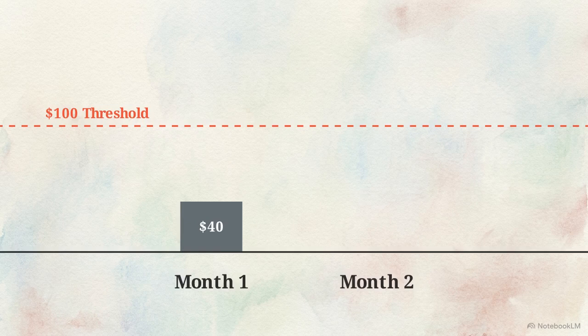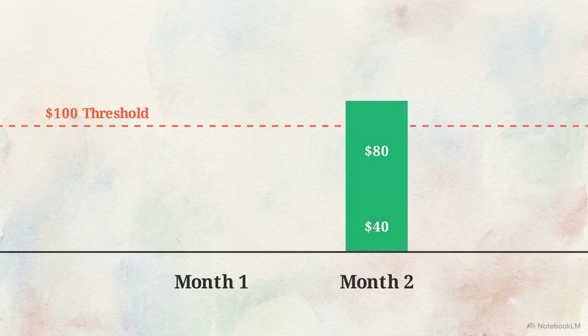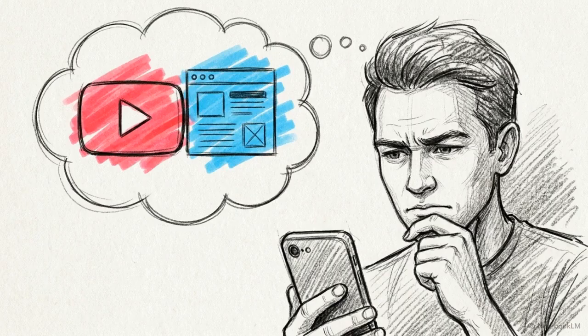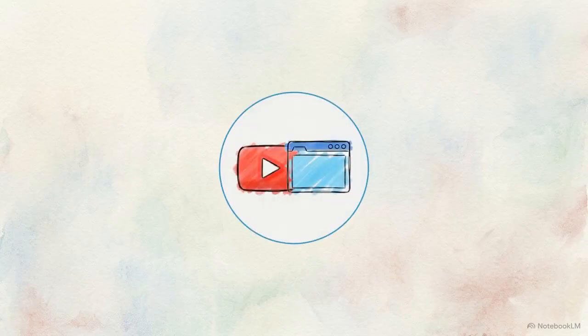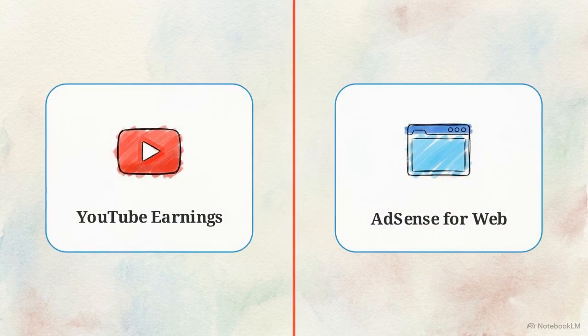If an account falls short by the end of the month, the balance simply rolls over into the next month and accrues until the threshold is finally met. Many creators add their YouTube and AdSense totals together, see a number over 100, and wonder why they haven't been paid. Understanding this strict separation clears up that confusion.